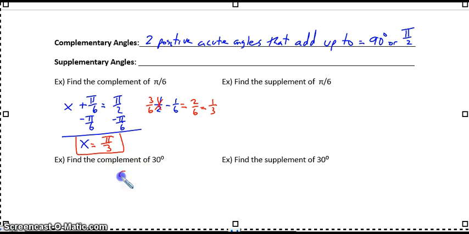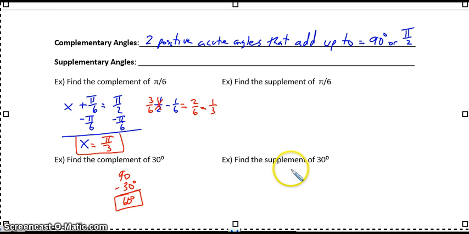Now, if I'm asking you to find the complement of 30 degrees, it's really easy to do that. You simply just take 90 degrees and subtract 30. That's essentially what I'm doing over here: I'm taking 90 degrees, which is pi over 2, and I'm subtracting pi over 6. I just wrote the algebraic expression to show you what I was doing. You don't necessarily have to write the expression. You can just do 90 minus 30 and get 60 degrees. So that's how you find the complement. You recognize that complements add up to be 90 degrees.